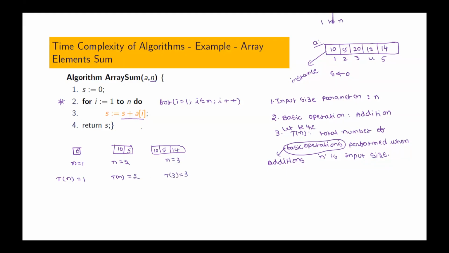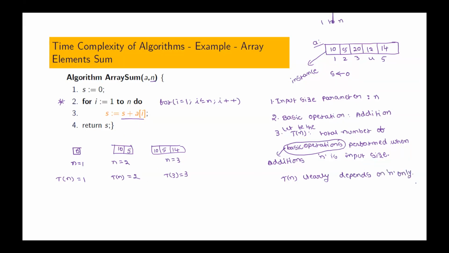Now, in general, it is very clear that if you are told the value of n, we can automatically tell how many times this operation is performed. That means the basic operation is performed n times. T of n clearly depends on n only.